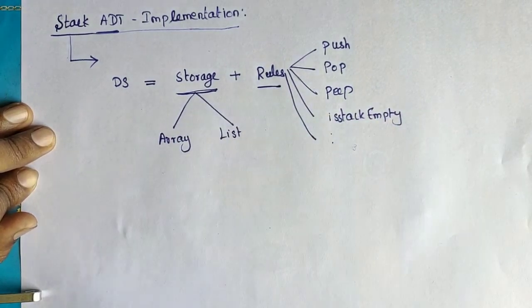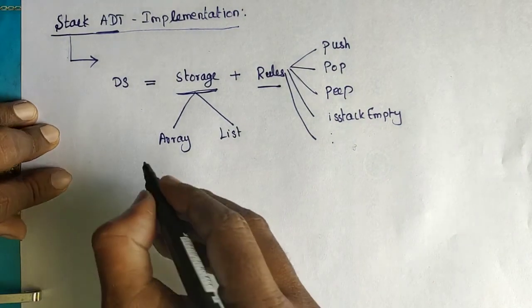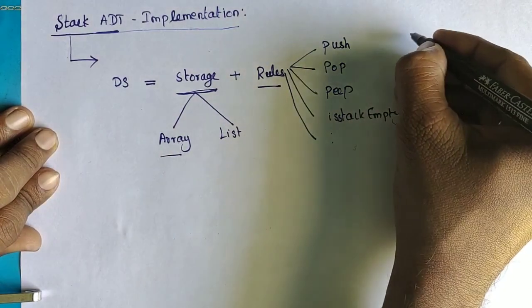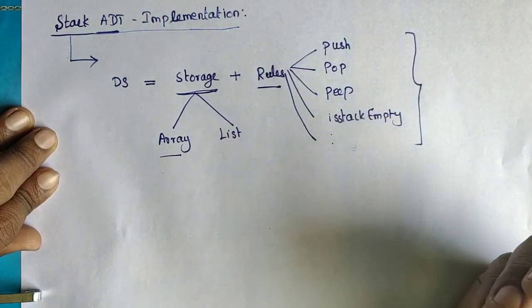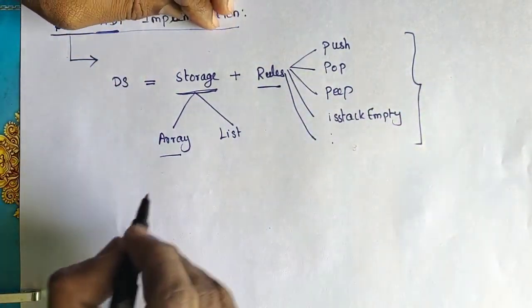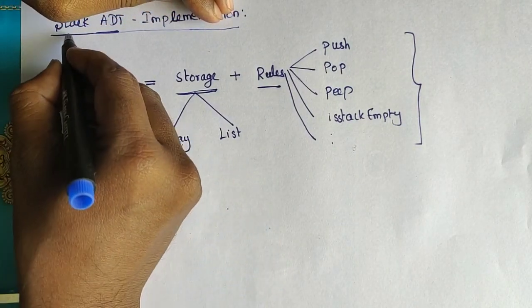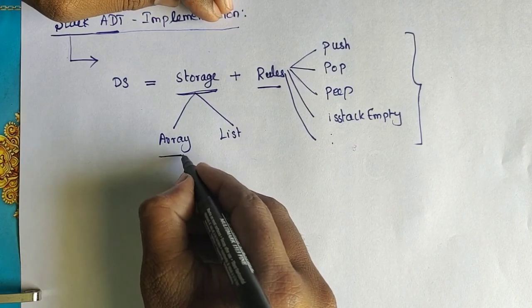Okay, and then another 3 rules. So I need to decide which storage you are going to choose and what are all the rules we are going to add. So now we are going to discuss only the creation of the stack by using an array as a storage.